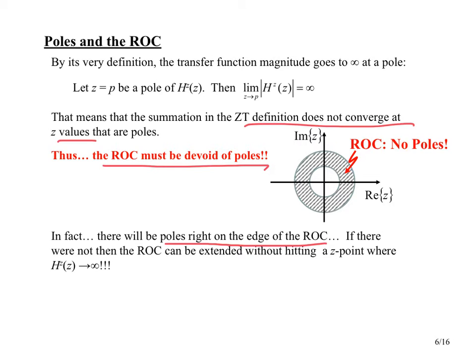If they weren't, then we could just make the region of convergence just a little bit bigger without hitting a z point where the transfer function explodes, and so that would be allowable. So the region of convergence has to go right up to and just touch where the poles are. So in that sense, we can see that the region of convergence is an open set, not a closed set, at least on the edges where the poles are. So this is our link between the region of convergence and ideas of where poles are.